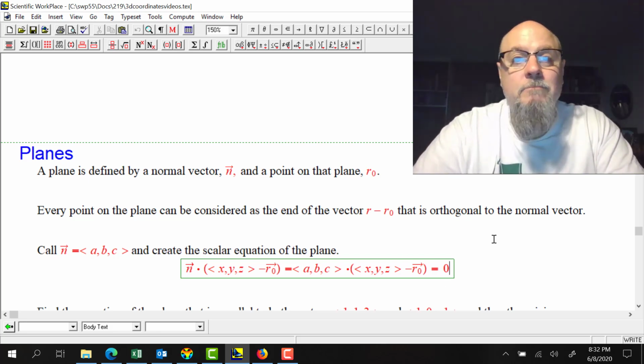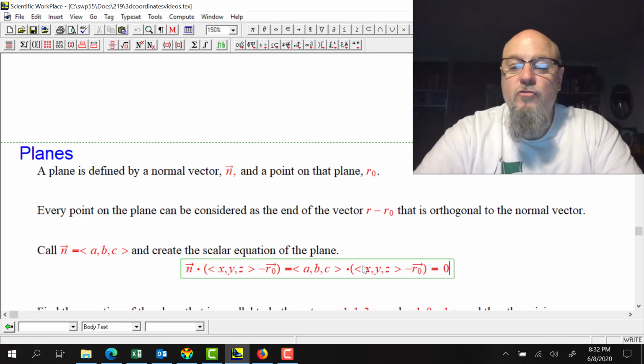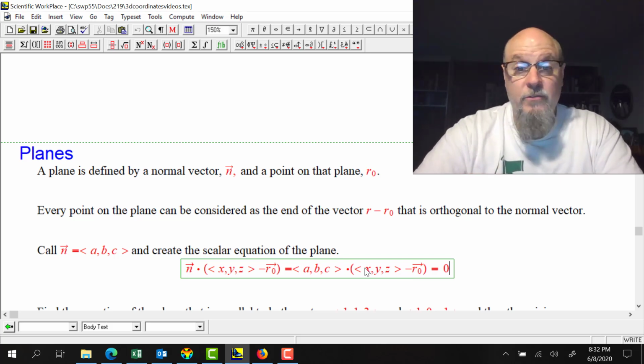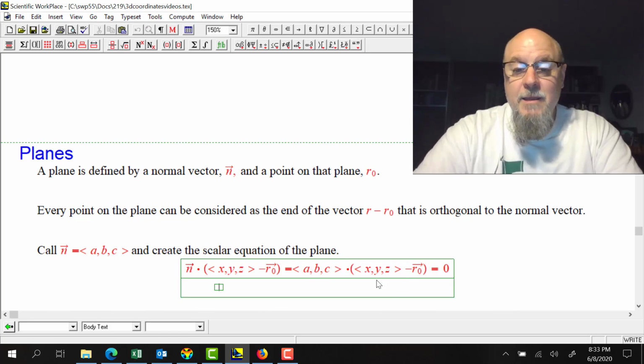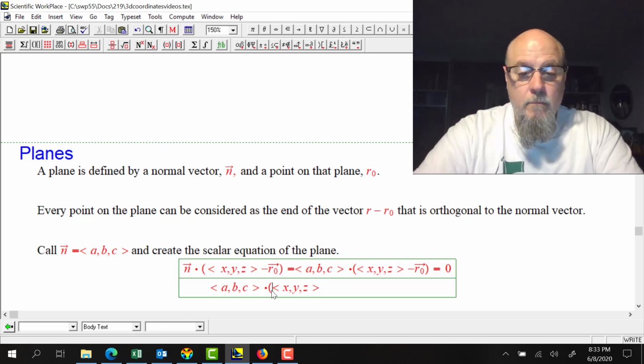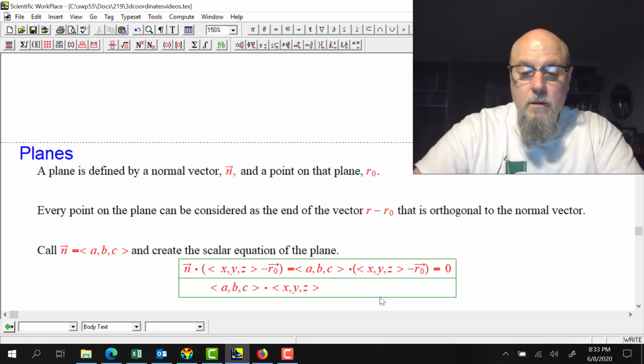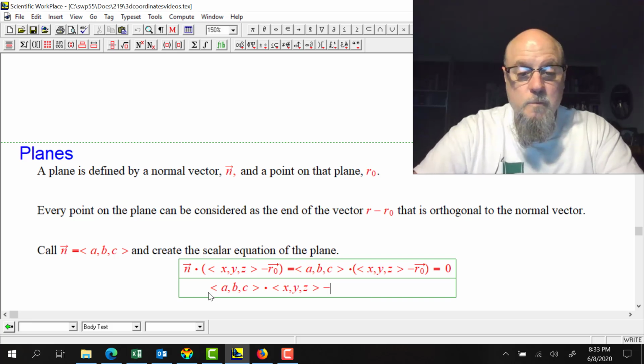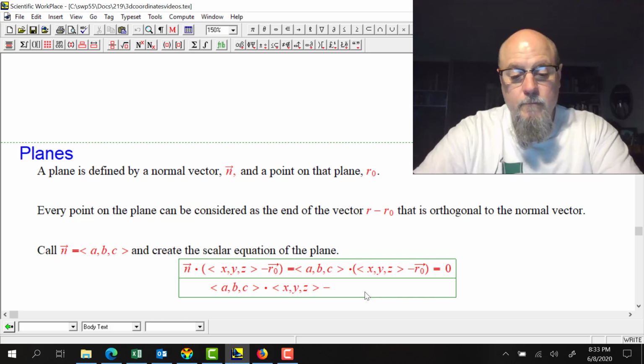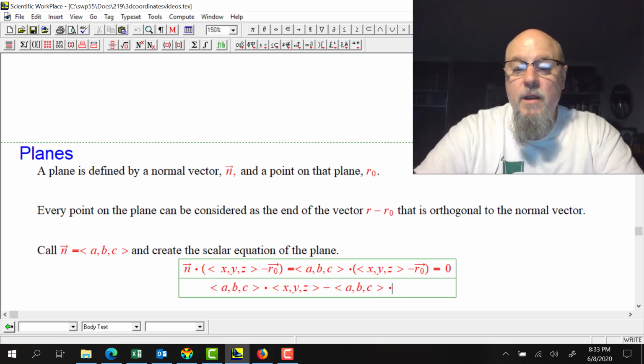Now let's distribute, and we know we can distribute dot products. We saw that before in another video. If I distribute across this minus sign, I'm getting minus this ABC dot product this r0, this point on the plane.